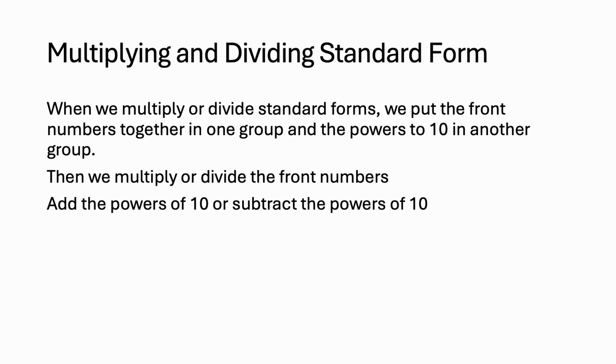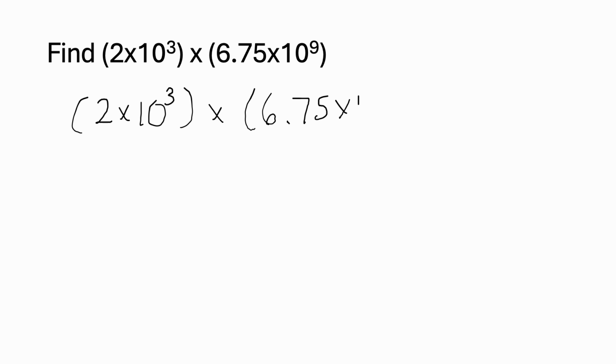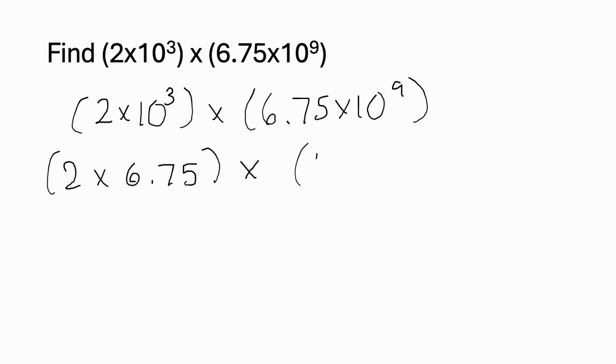So let's do an example. Here we have 2 times 10 to the power of 3 times by 6.75 times 10 to the power of 9. So we group the front numbers together, 2 times by 6.75, and then we group the powers of 10 together, 10 to the power of 3 times by 10 to the power of 9.